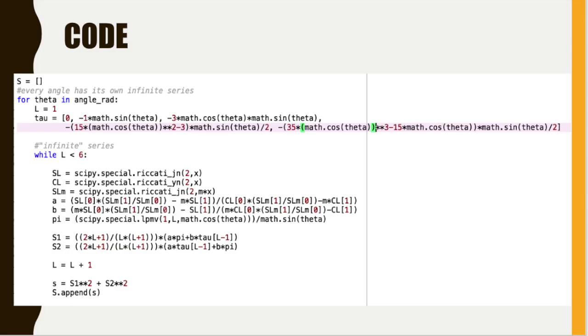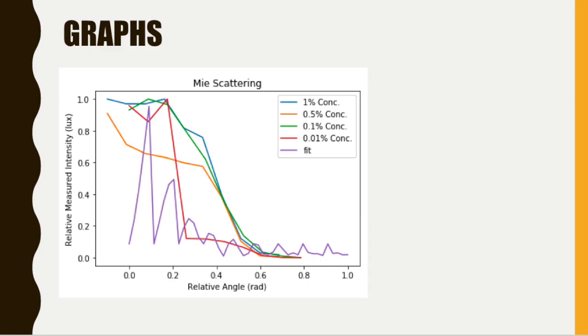And in this, you can see all of the steps that we took, which we iterated over L from 1 to 5, and then used that as our data points for our graphs. So here you can see a graph of where purple is what it should be according to the equations for the relative angle plotted with the measured intensity. And then each of the different colors are the different data that we took for each concentration.